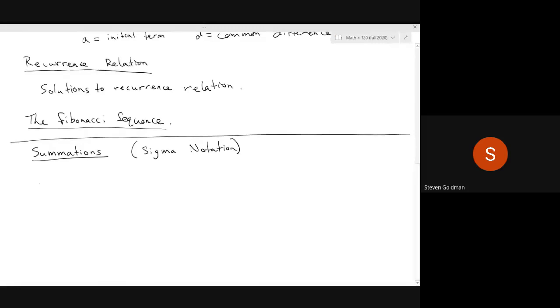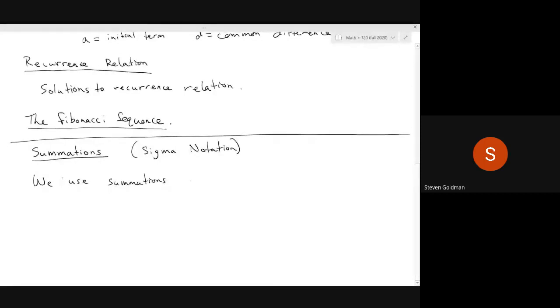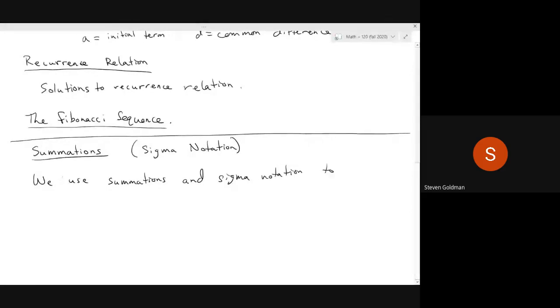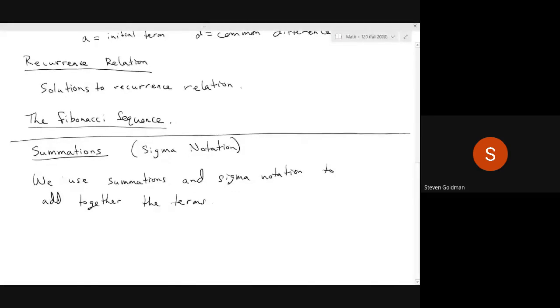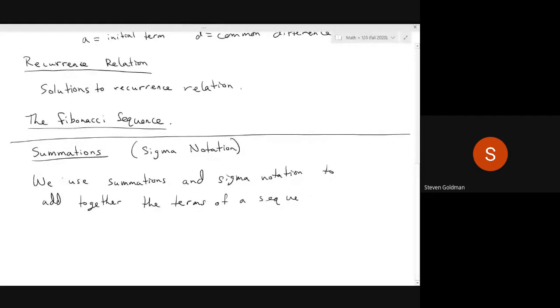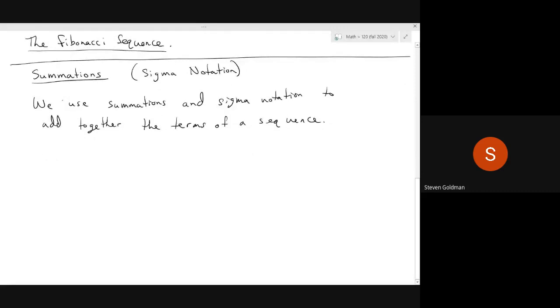So we use summations and sigma notation to add together the terms of a sequence. The notation is as follows. We start with a capital letter sigma, which is a Greek letter, a Greek capital S. It's called a sigma. So this is a sigma.